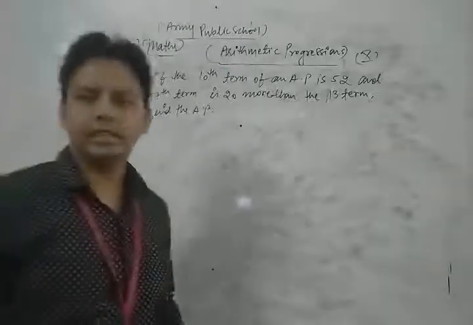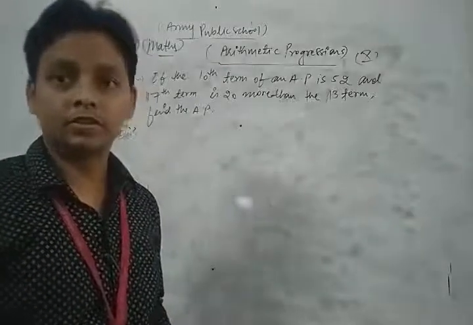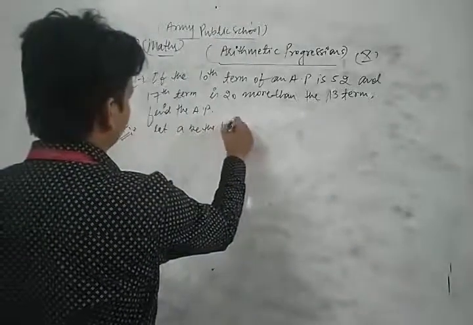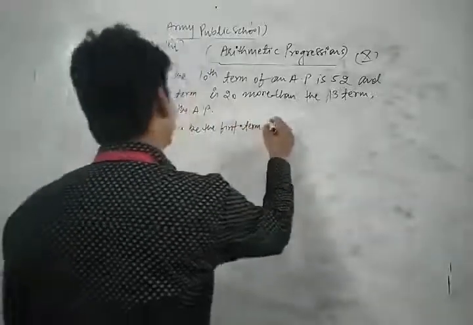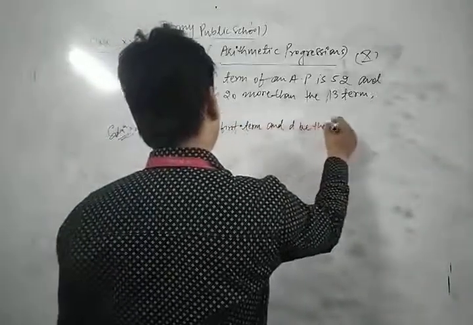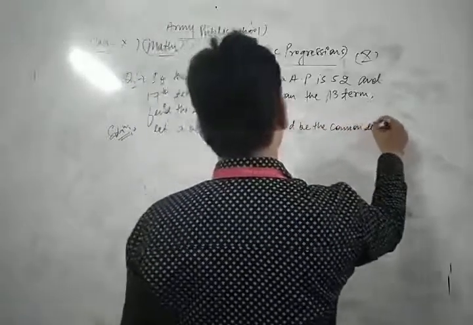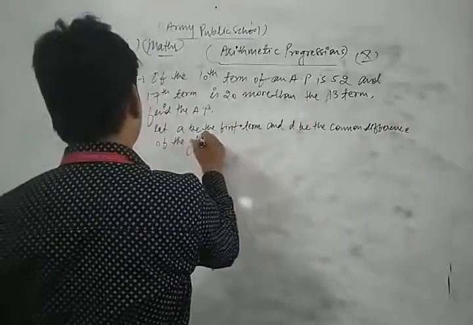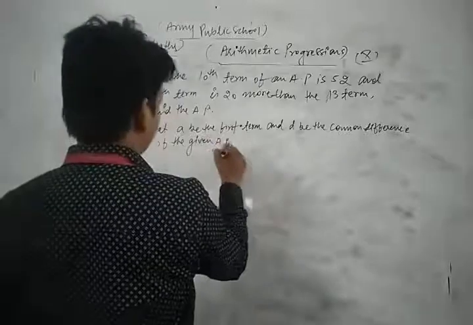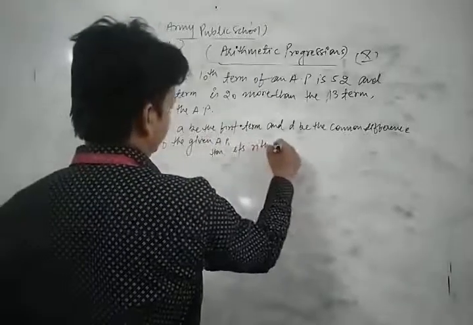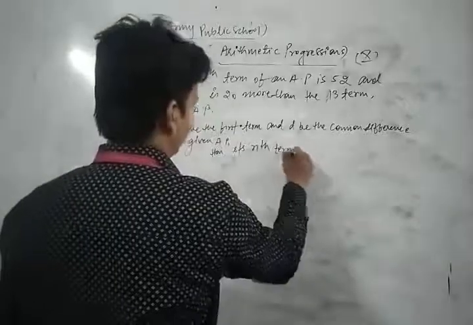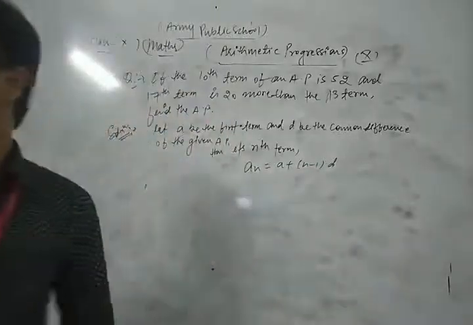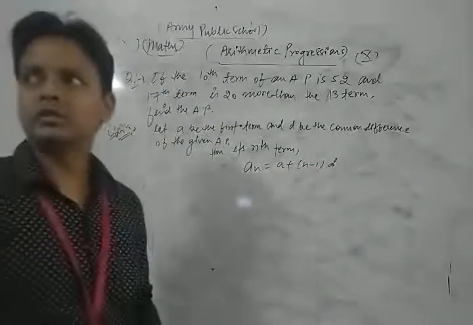Now, first of all, let's take the solution of this very important question. In that question, let a be the first term and d be the common difference of the given AP. Then its nth term, an, is equal to a plus n minus 1 into d. This is the nth term.